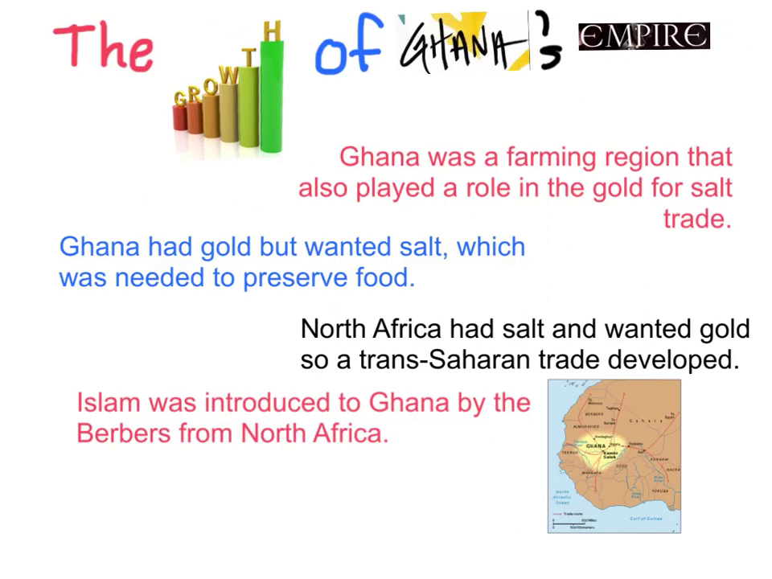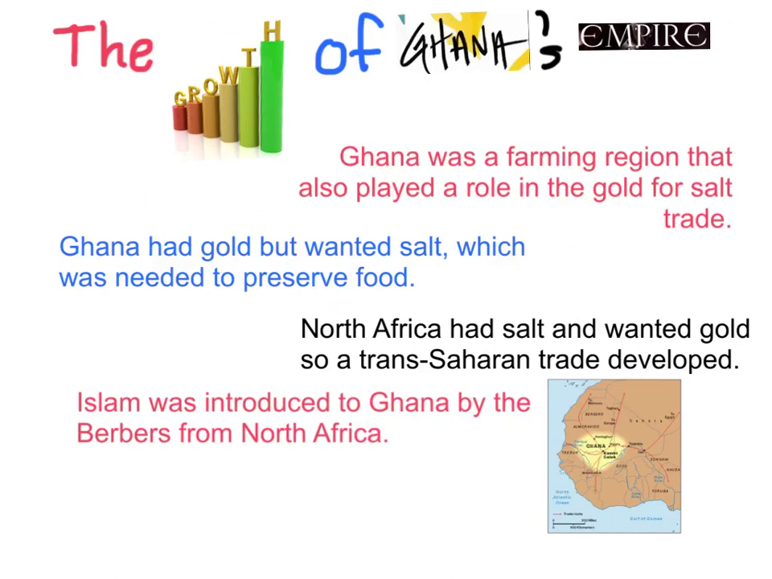Ghana had a lot of gold, but the one thing they didn't have was salt. Salt came from the northern areas up here in the Sahara near the Mediterranean Sea. But they needed salt to preserve their food. North Africa had the salt, and they wanted gold. So this new trade happened between North Africa and Ghana.